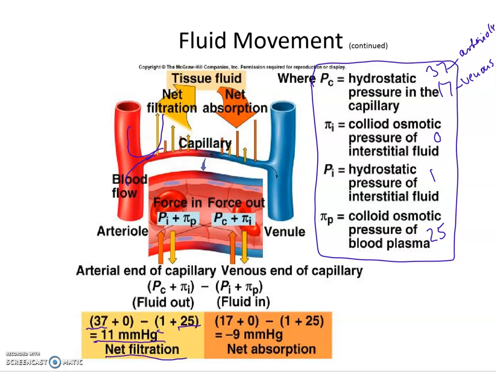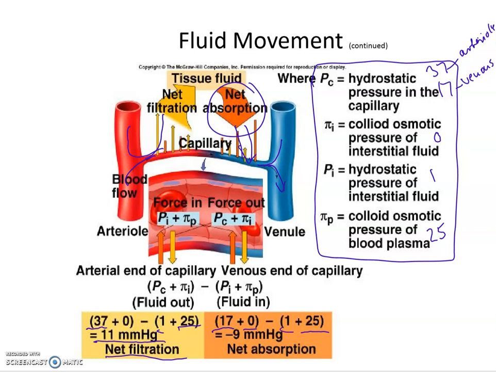Now let's take a look at the venous side of the capillary, the venous end. So we're coming out on the other side, going back towards the venous side. Now here we have a net absorption force driving stuff back into the capillary. The way it plays out is that the hydrostatic pressure at the end of the capillary has dropped to 17 millimeters of mercury. Our colloid osmotic pressure of the interstitial fluid is still 0. And then we now have a large inward driving force because our colloid osmotic pressure of the blood plasma is at 25 millimeters of mercury. Hydrostatic pressure of the interstitial fluid is still at 1.